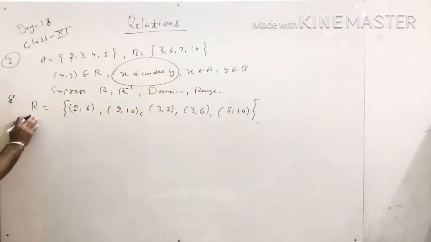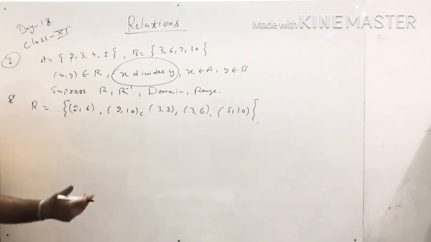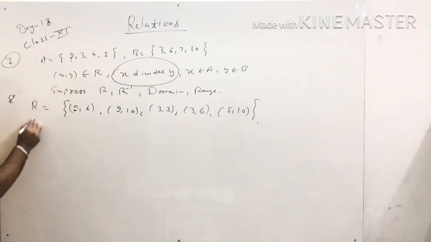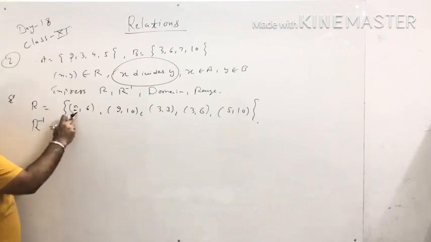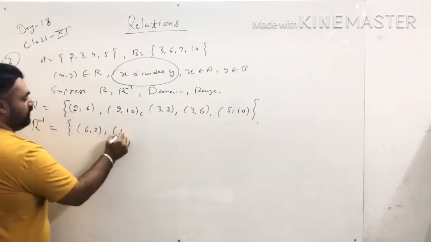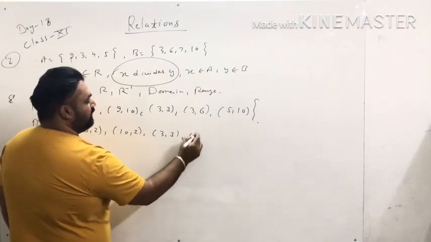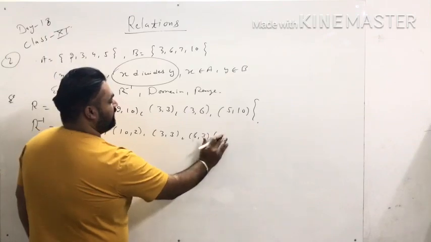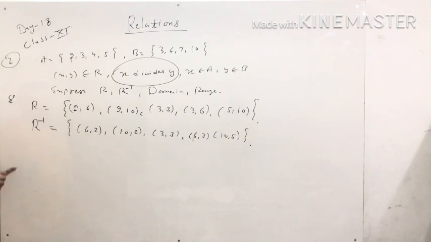Now this is the R. R means relation of 2 with 6, 2 with 10, 3 with 3, 3 with 6, 5 with 10 according to the given condition. Now we shift to R inverse. What is R inverse? R inverse means the first element becomes second and the second becomes first. Interchanging of first and second. So (6, 2), (10, 2), (3, 3), (6, 3), (10, 5). So this is R inverse.